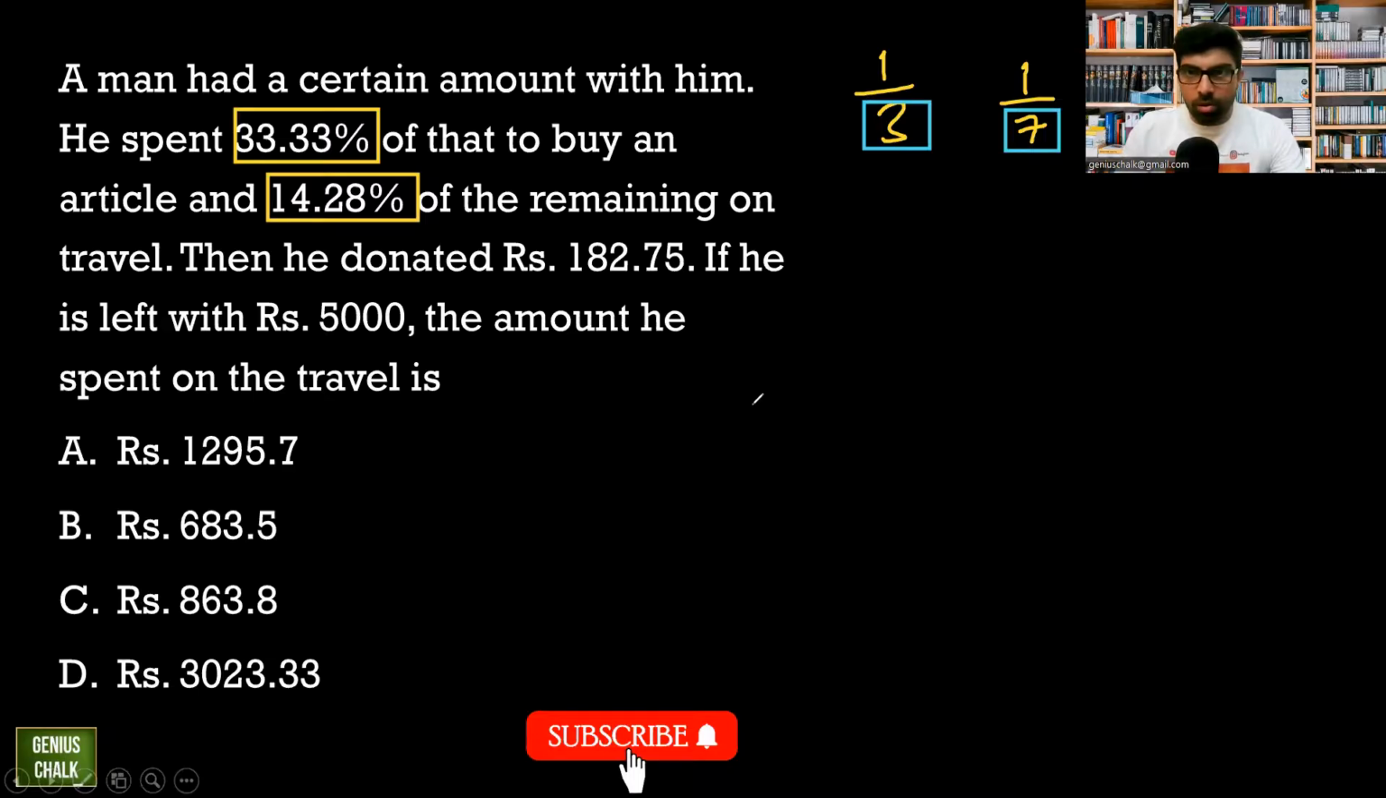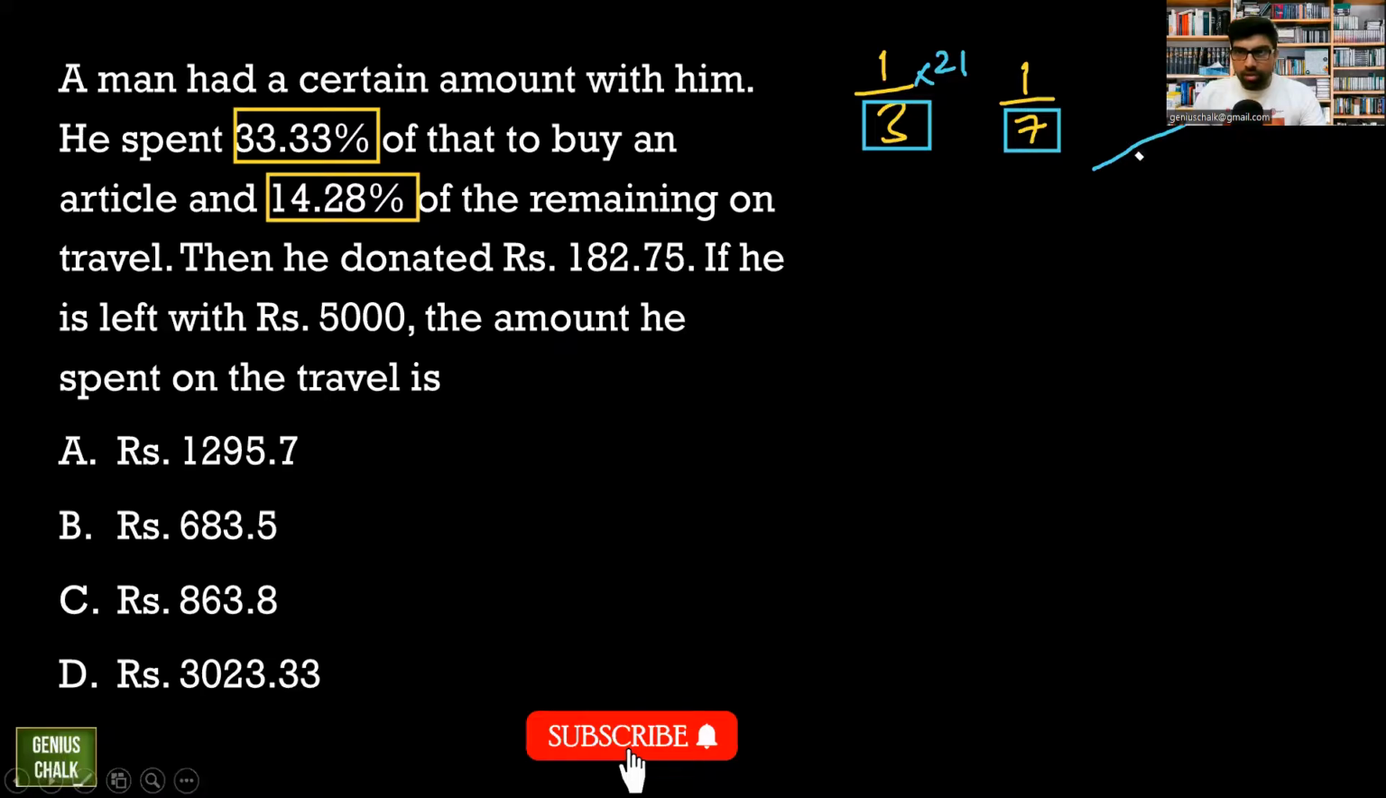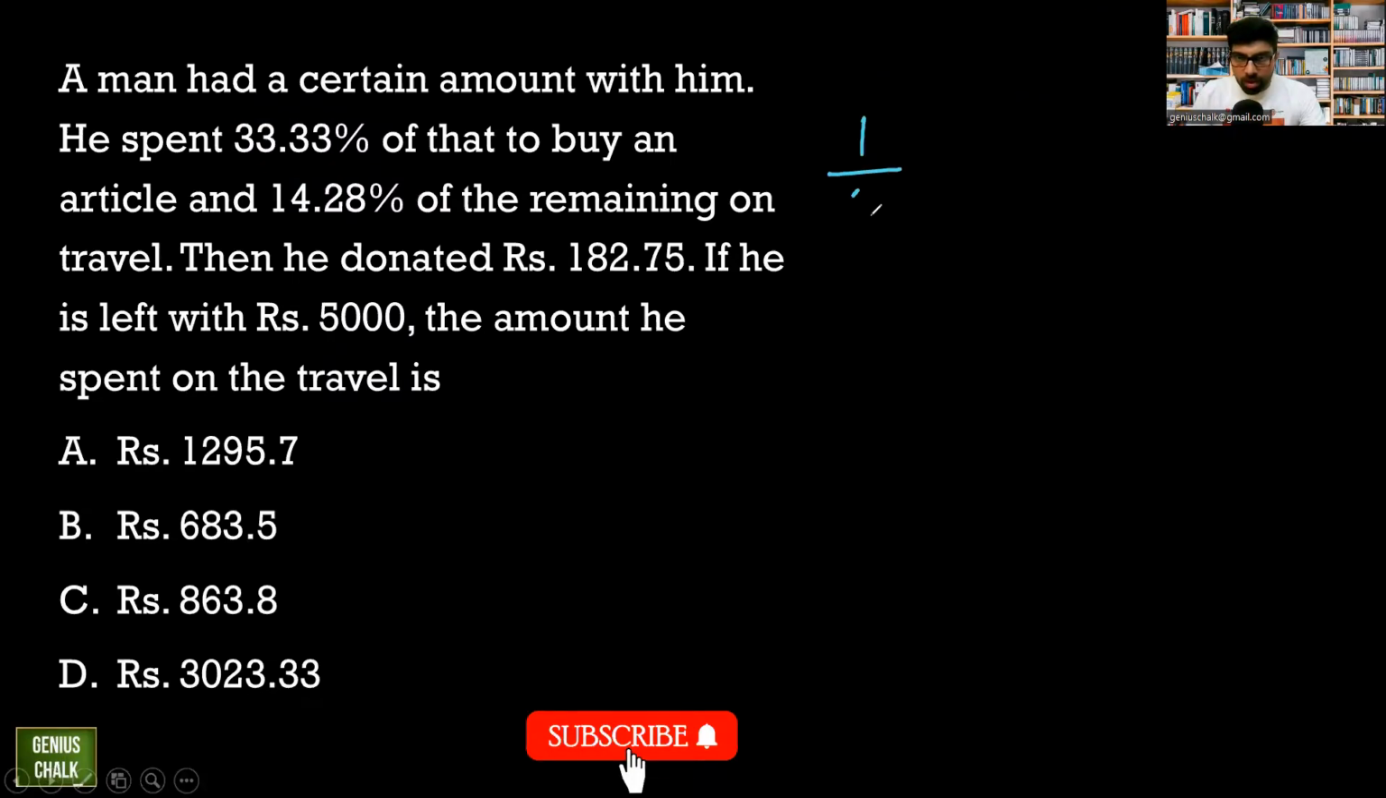So what is the LCM of 7 and 21? 7 and 3, that is 21. So I will take the total as 21. The question is changed: 1 by 3, 1 by 7. So total is 21, right?